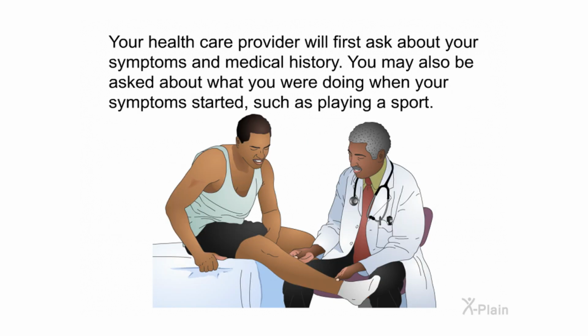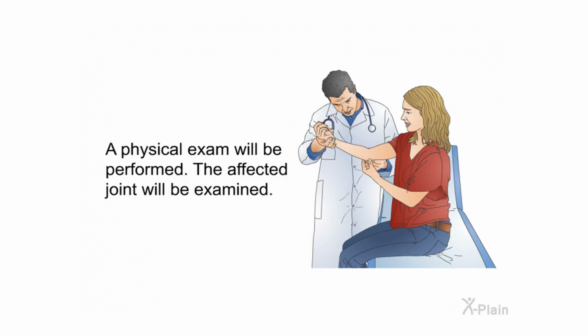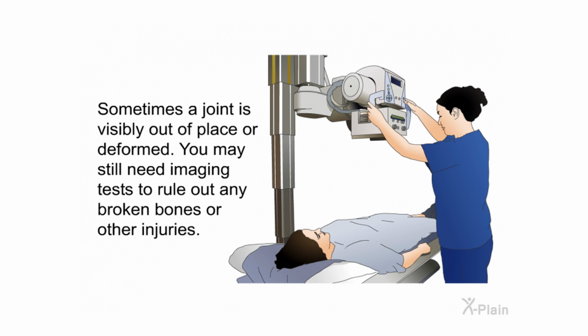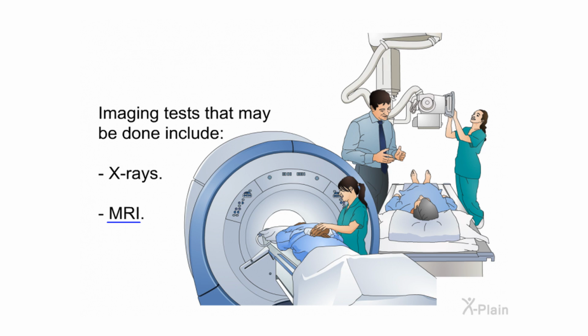Diagnosis. Your healthcare provider will first ask about your symptoms and medical history. You may also be asked about what you were doing when your symptoms started, such as playing a sport. A physical exam will be performed. The affected joint will be examined. Sometimes the joint is visibly out of place or deformed. You may still need imaging tests to rule out any broken bones or other injuries. Imaging tests that may be done include X-rays, MRI.